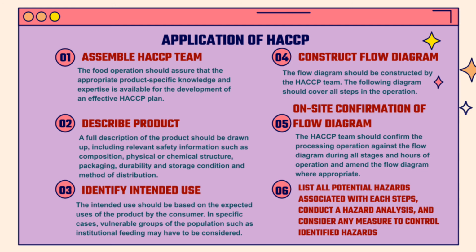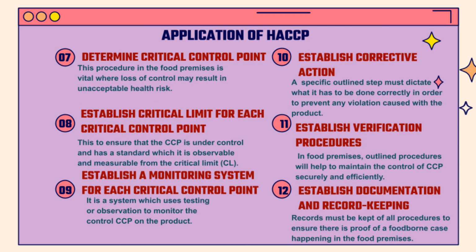The following steps after this are the steps from the HACCP principles that have been introduced before. 6. List all the potential hazards associated with each step. Conduct a hazard analysis and consider any measure to control identified hazards. 7. Determine critical control points and then establish critical limits for each critical control point. After that, establish a monitoring system for each critical control point. Then, establish corrective action, establish verification procedures, and lastly, establish documentation and record keeping.